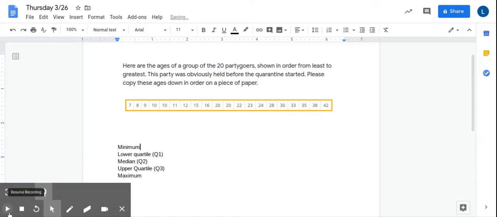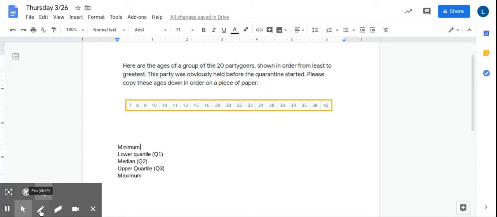On the 5-point summary, the easiest thing to locate would be the minimum and the maximum. The minimum is the lowest point. So our smallest number here would be 7. So I can type that in. And then the maximum is going to be the highest point. So the maximum for this one is going to be 42. Those two questions should be a breath of fresh air to answer because they're super easy.